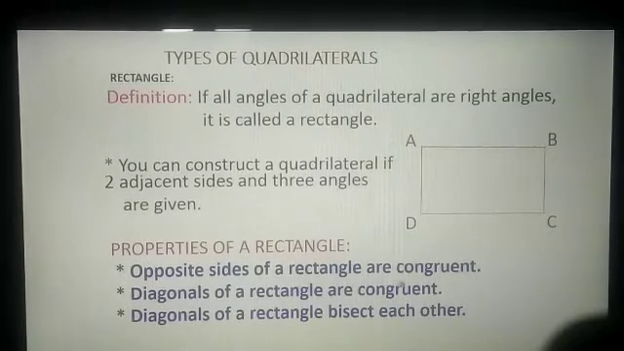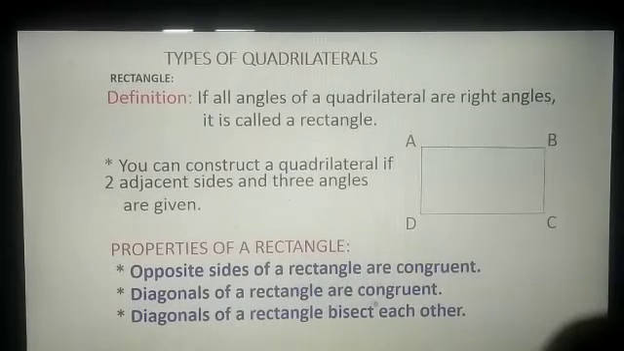Opposite sides of a rectangle are congruent. That means side AD and side BC are congruent, side DC and side AB are congruent. Second property, diagonals of a rectangle are congruent. If you draw diagonals from A to C and B to D, they are congruent. That means their lengths are equal. Third property is diagonals of a rectangle bisect each other. AC and BD bisect each other.